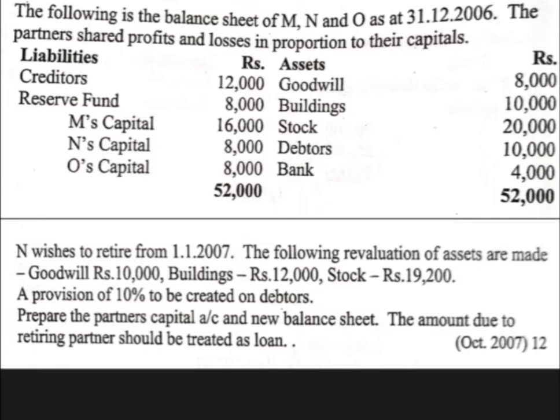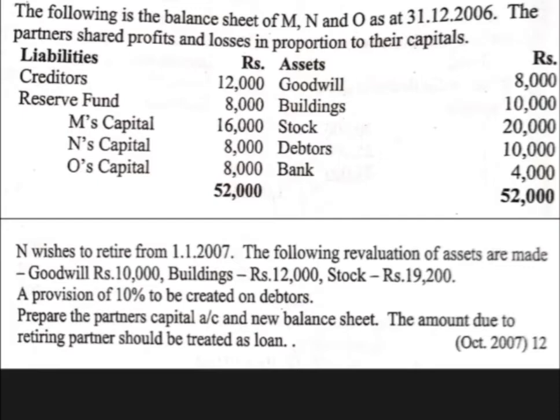The following revaluation of assets are made. Goodwill at 10,000, buildings at 12,000, stock at 19,200, a provision of 10% to be created on debtors. Prepare partners capital account and new balance sheet. The amount due to retiring partner should be treated as loan. So in this question, just like the previous questions, we have to provide for some working notes.